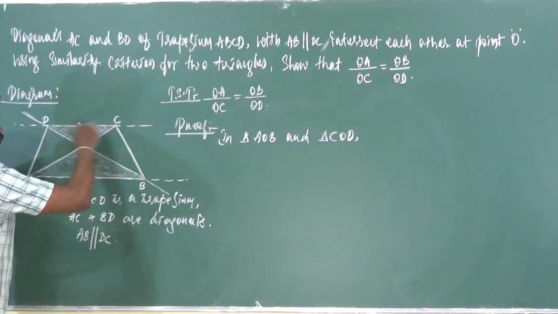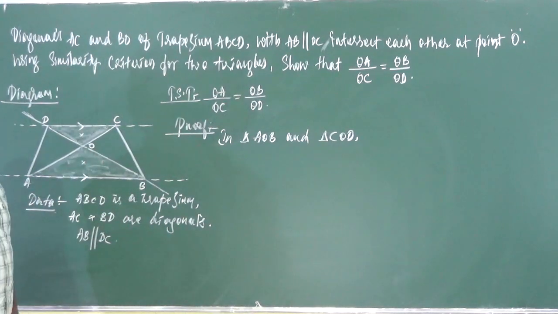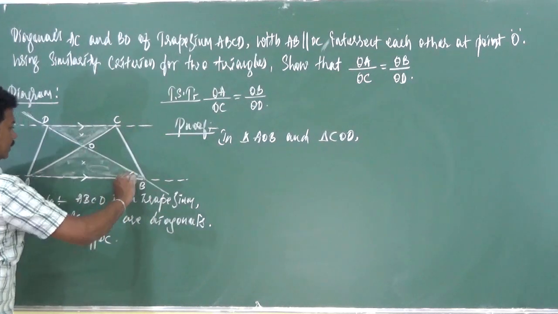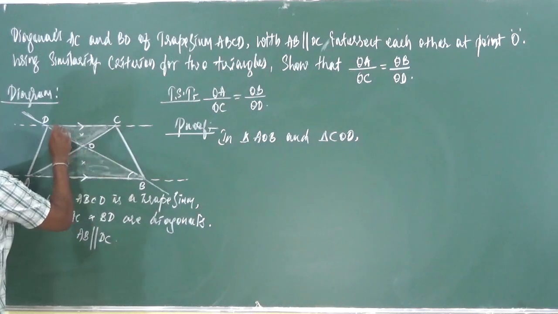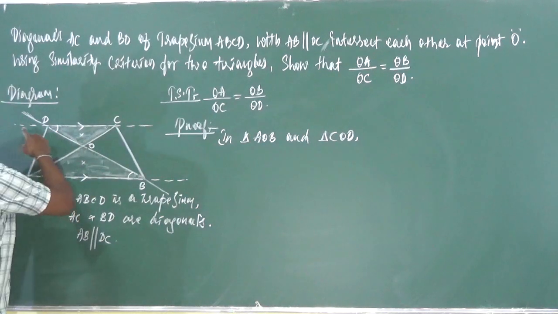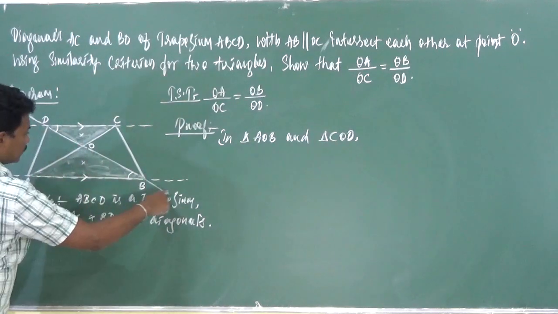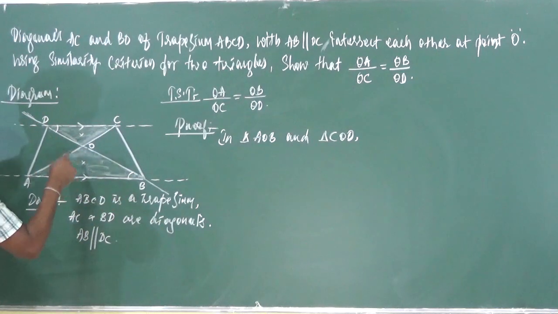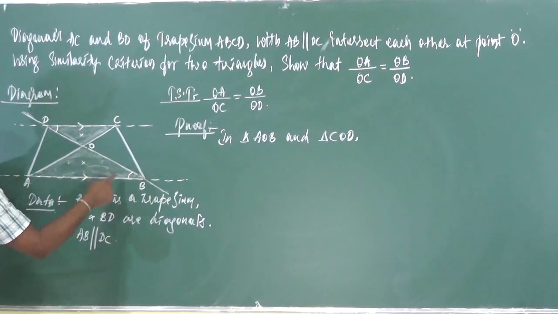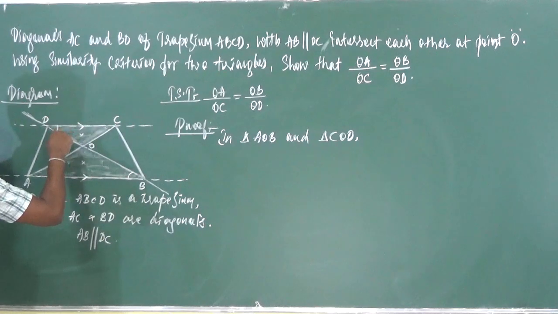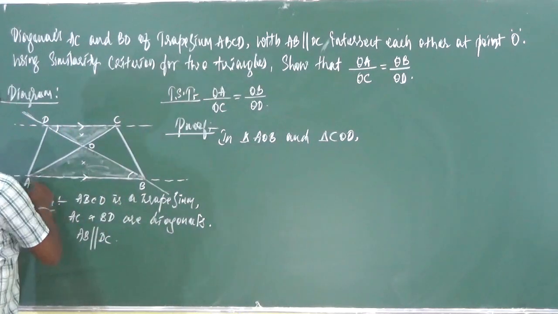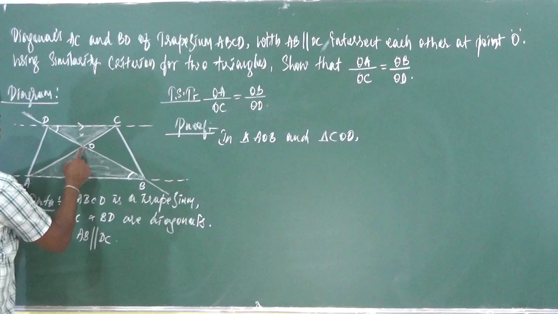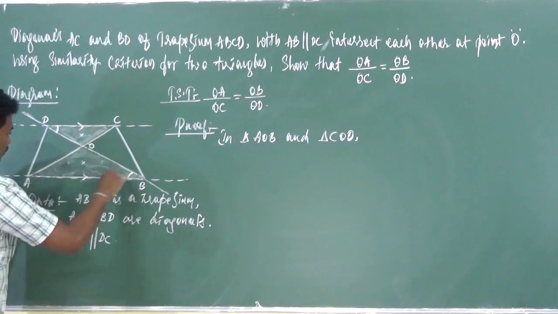If a transversal cuts two parallel lines, then we know that the alternate angles are equal. So therefore, angle ABO, that is this angle, is equal to angle ODC, this angle. As I have named the first triangle as triangle AOB, I have to select this angle first and then this angle. So in triangle AOB and triangle COD, angle ABO is equal to angle ODC. So these are the alternate angles, right?